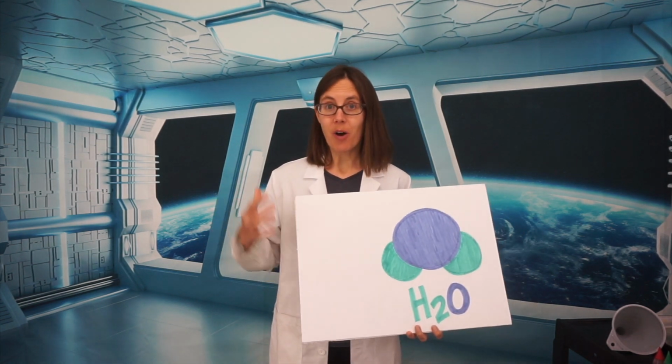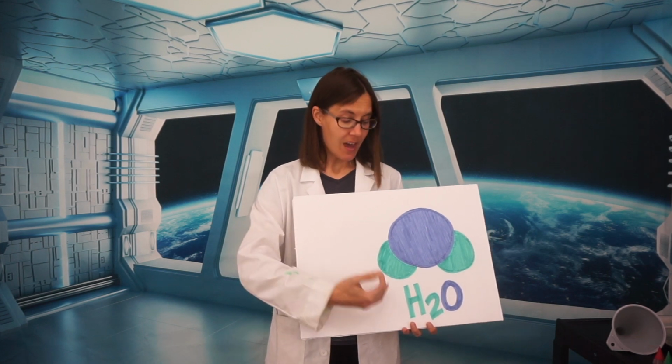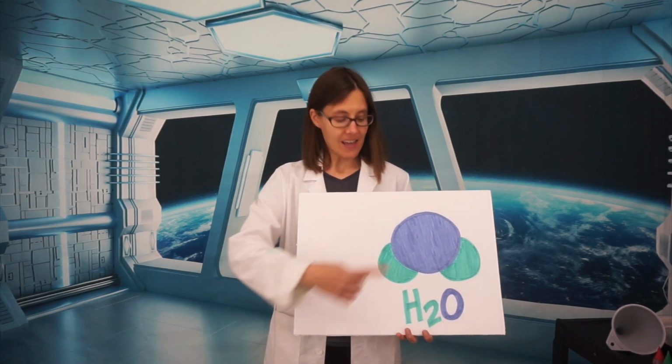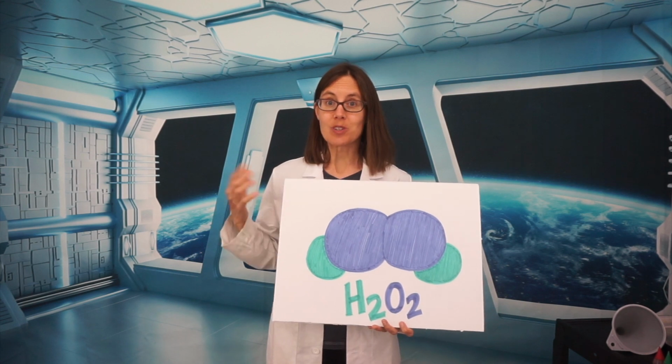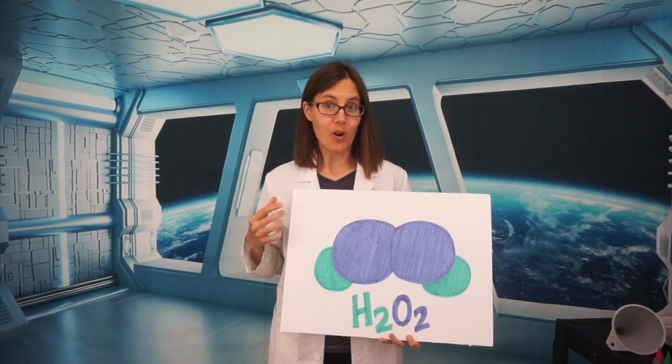Today we are going to learn a little bit about chemical reactions and things that can speed them up. So to start off with, let's review real quick a molecule you're probably familiar with, H2O or water. It has two hydrogens, one oxygen, and if we add another oxygen, then we get H2O2 or hydrogen peroxide.